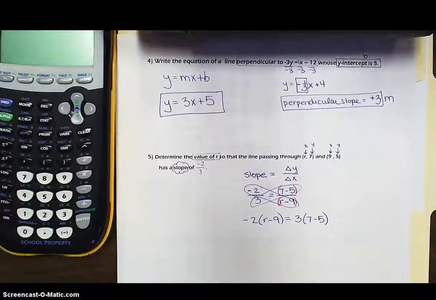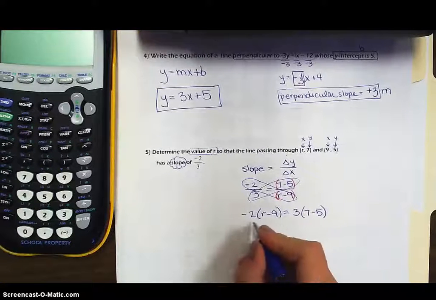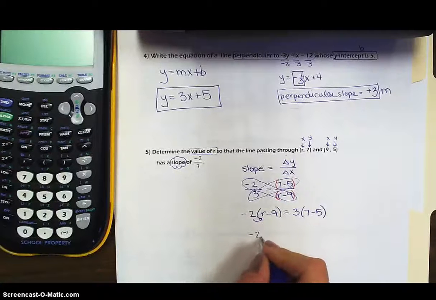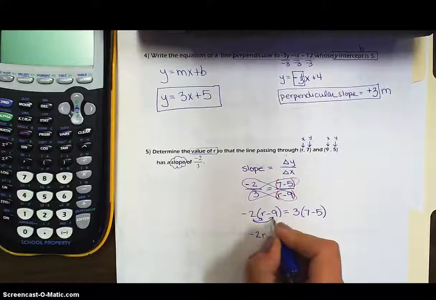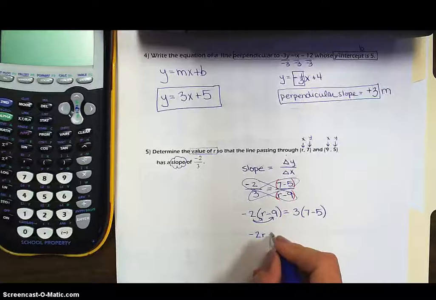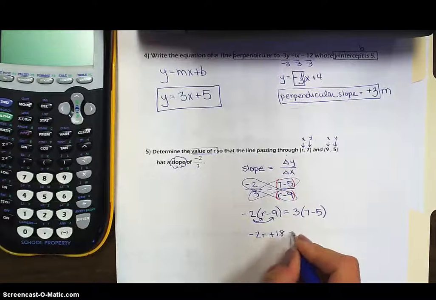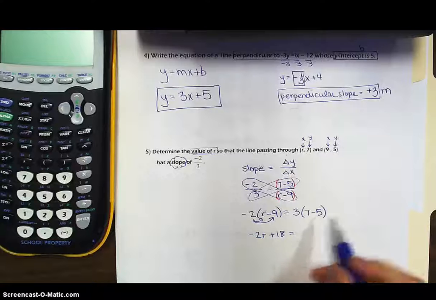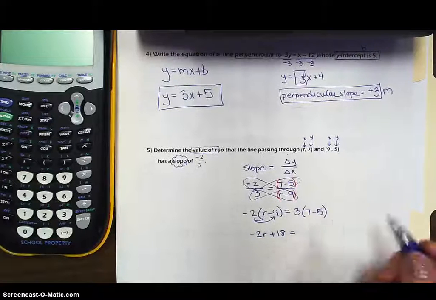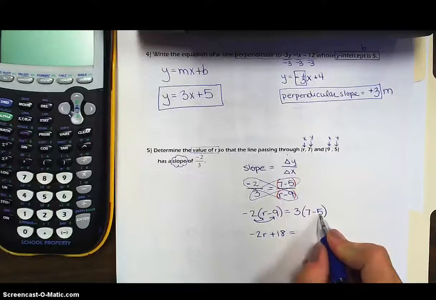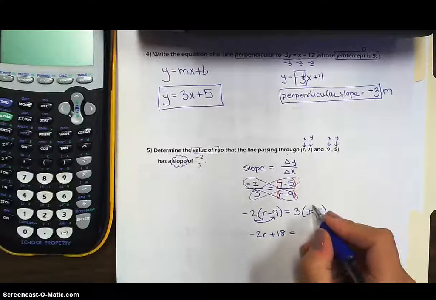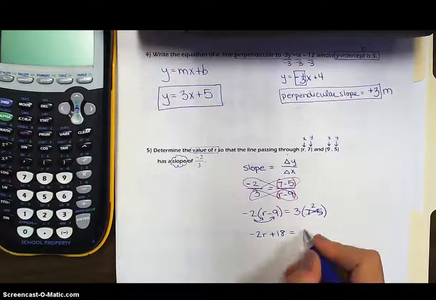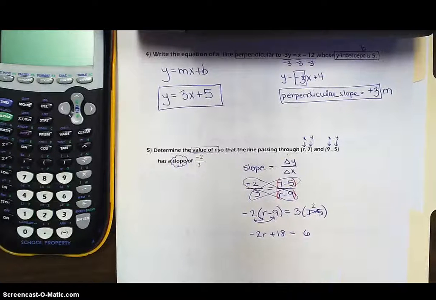All right, so let's go ahead now. We're going to solve for r. So I have to distribute negative 2. Negative 2 times r, negative 2r. Negative 2 times negative 9 is a positive 18. And over here, now there's no x's or r's over here, so I'm going to go ahead and simplify this. So 7 minus 5, well, that's actually 2. So really, this is just 3 times 2, which is 6.